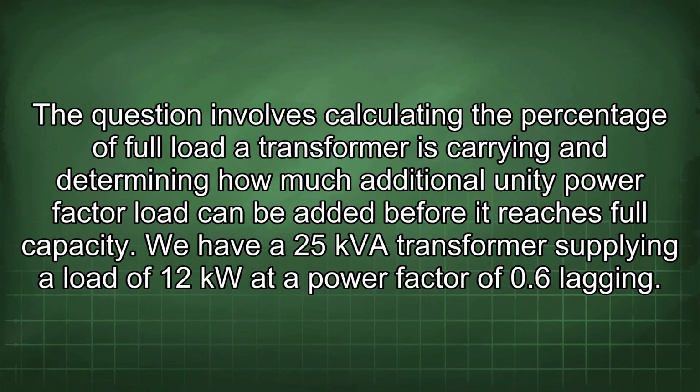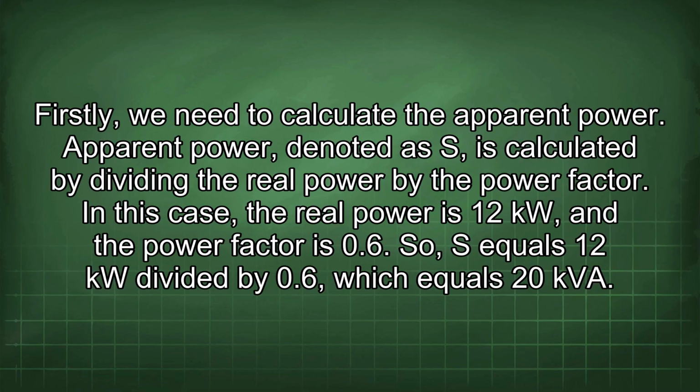The question involves calculating the percentage of full load a transformer is carrying and determining how much additional unity power factor load can be added before it reaches full capacity. We have a 25 kVA transformer supplying a load of 12 kW at a power factor of 0.6 lagging. Firstly, we need to calculate the apparent power.